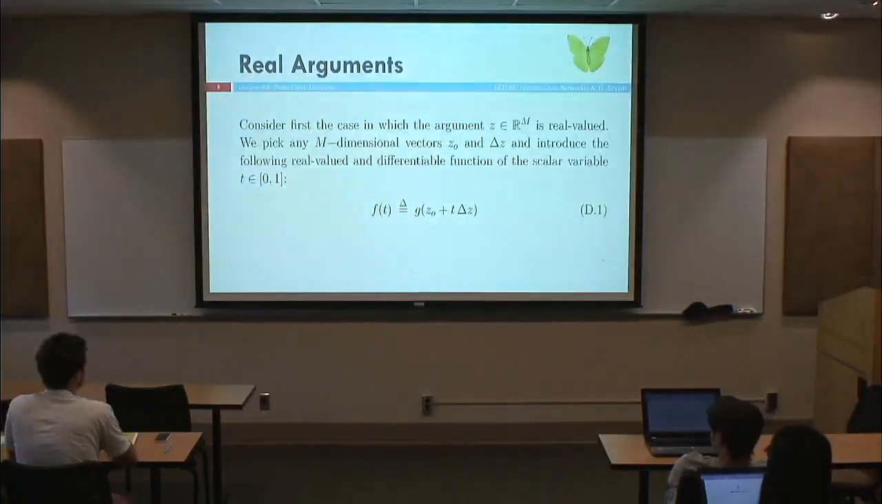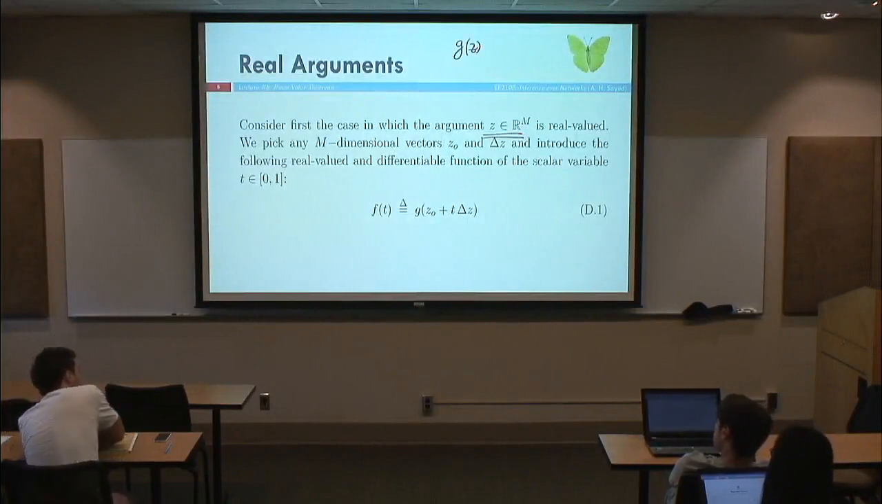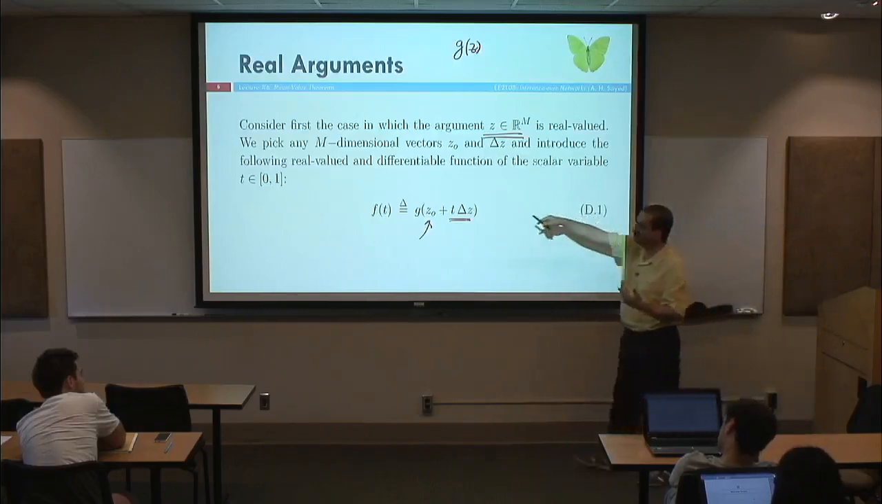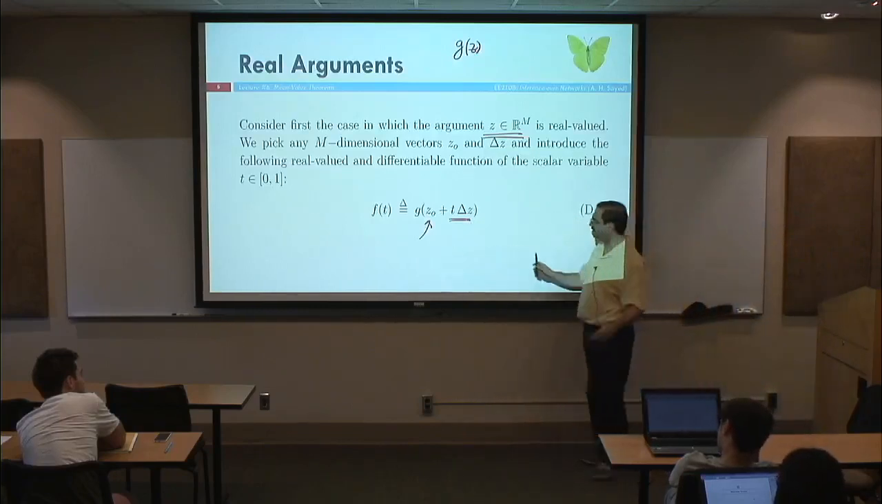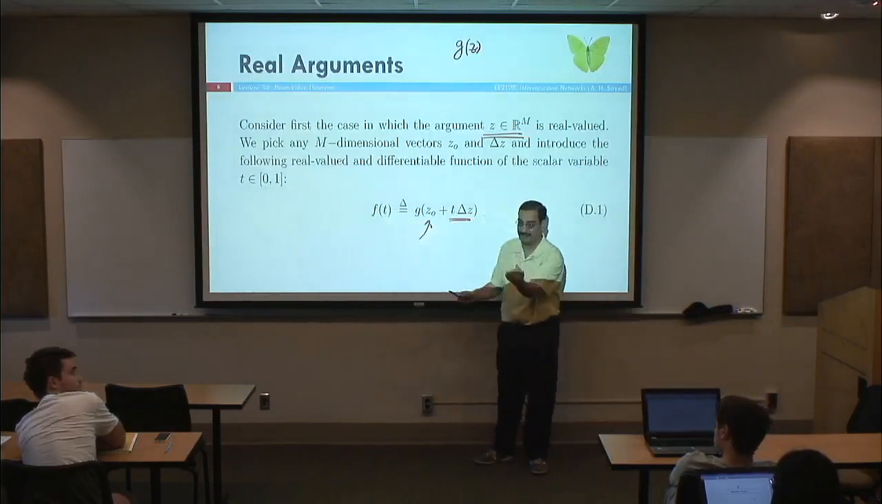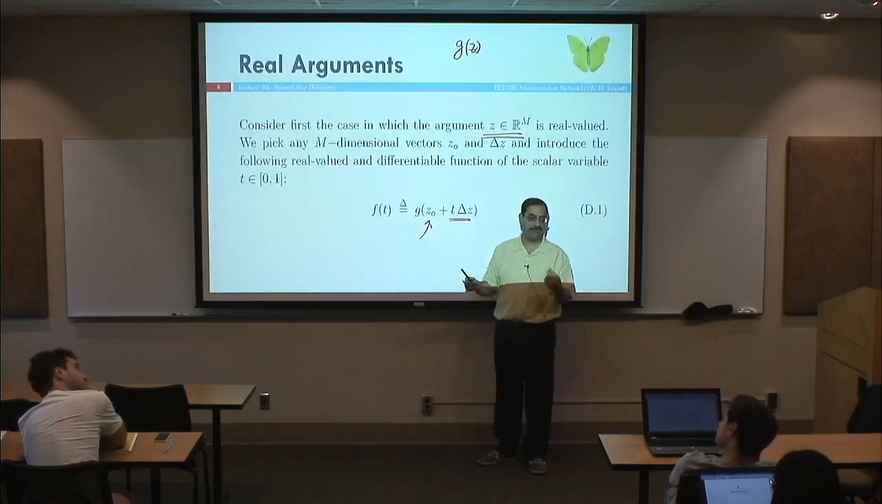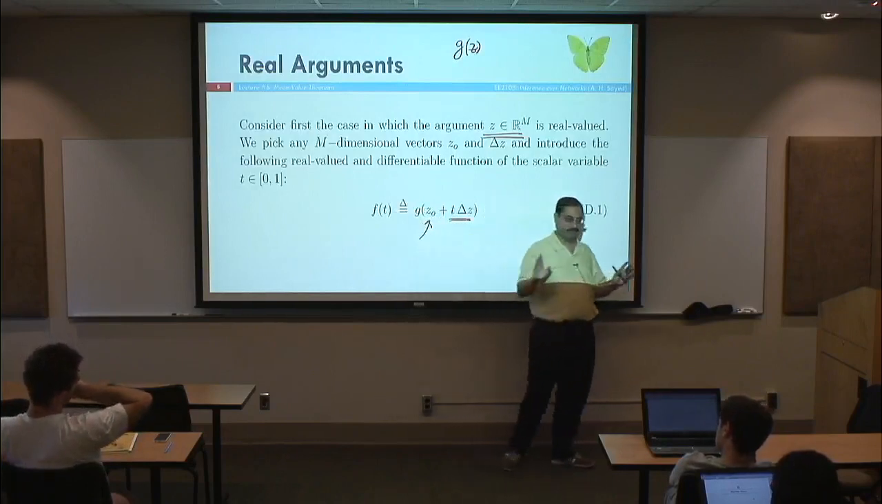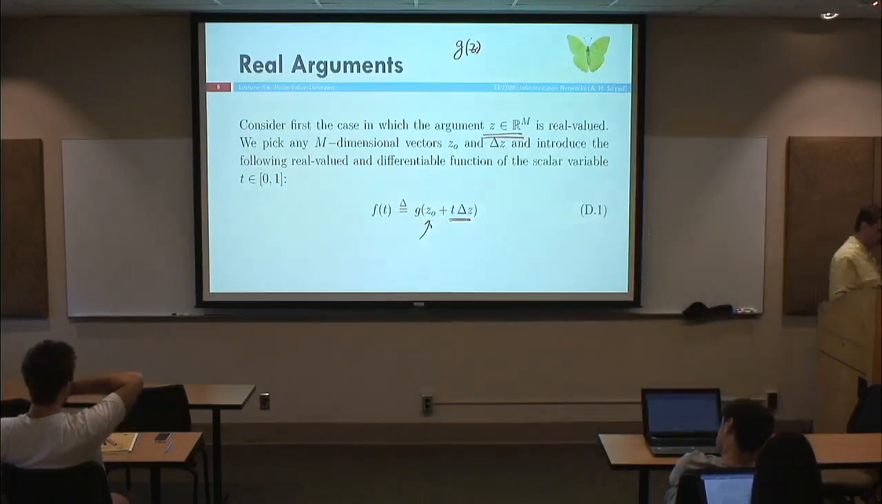So take a function g of z, where z is a real vector. Let's define a function f of t like this. z0 is some point in the domain of g. I perturb it a little bit. t is a small scalar, or a scalar between 0 and 1. So f is a function of t, a function of a scalar argument, while g is a function of a vector argument. So I transform a vector argument into a scalar argument. Why do I do this?